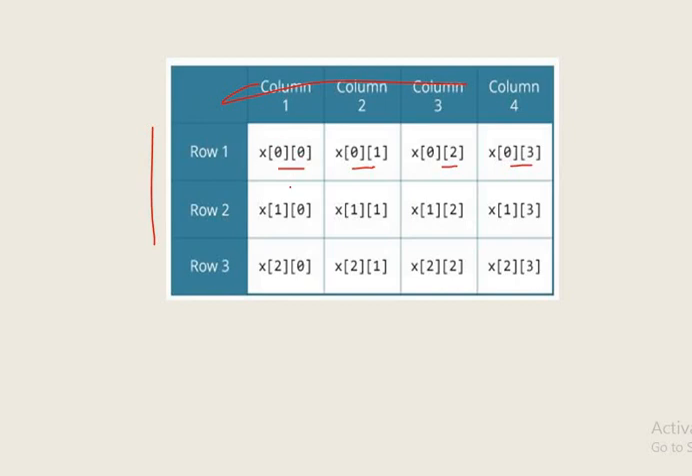So here always the index begins at the value 0, similar to one-dimensional arrays. So the first element will be represented using subscripts 0, 0. X of 0, 0 will be the first element in this array.